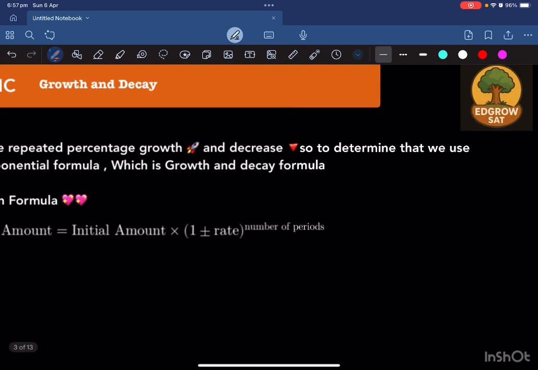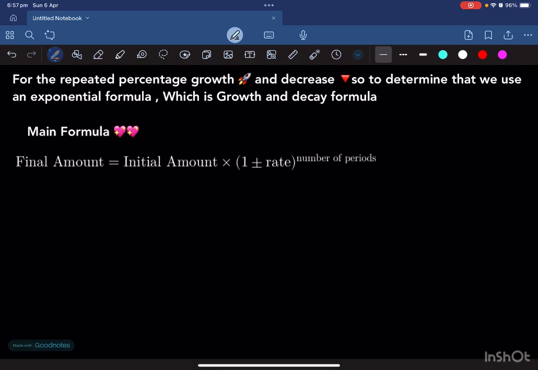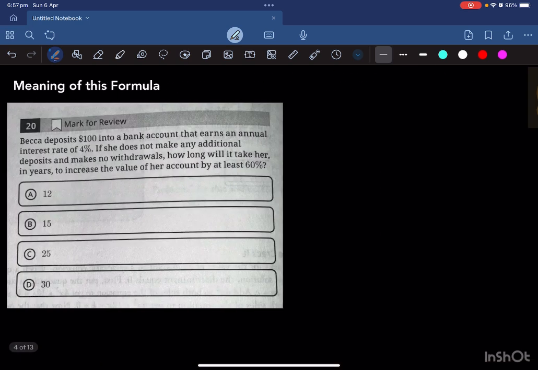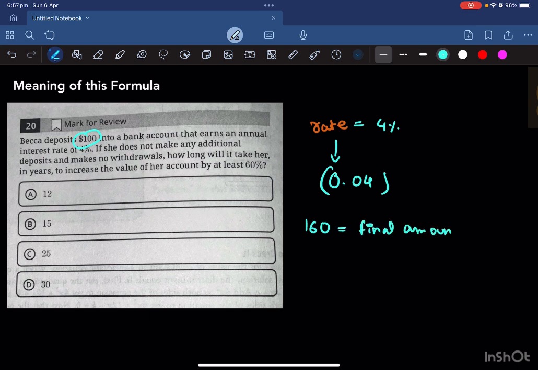So let's use our formula. Our rate is 4%, and if we convert it to a decimal, it will become 0.04. So let's break it down. Our initial amount is $100, and to increase it by at least 60%, we will have a final amount of $160. So we will put this into the formula.